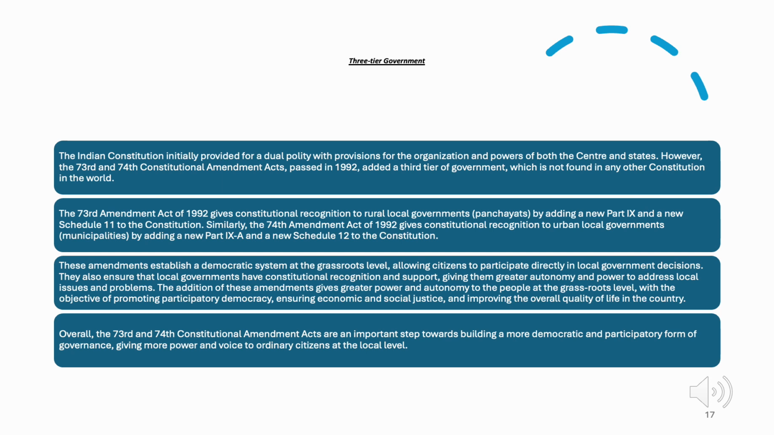issues and problems. The addition of these amendments gives greater power and autonomy to the people at the grassroots level, with the objective of promoting participatory democracy, ensuring economic and social justice, and improving the overall quality of life in the country. Overall, the 73rd and 74th Constitutional Amendment Acts are an important step towards building a more democratic and participatory form of governance, giving more power and voice to ordinary citizens at the local level.